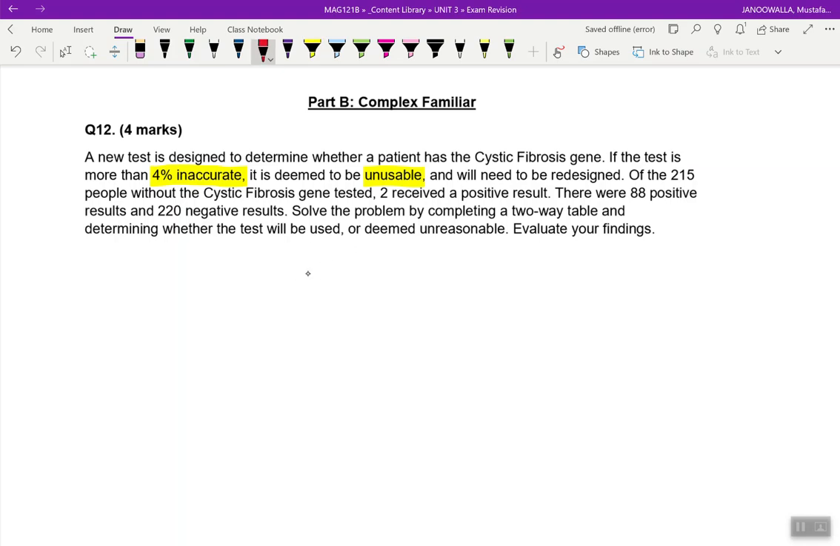So maybe we can label it test result. Test result will be here. We'll have positive, negative, total, and we'll have with cystic fibrosis, without cystic fibrosis, and the total. I think that's a good plan. I'm going to draw up the table and then we'll move on.